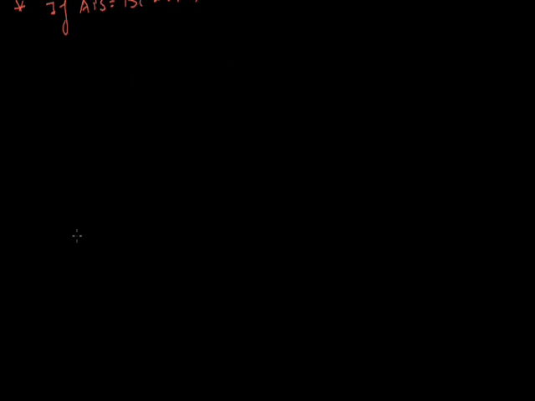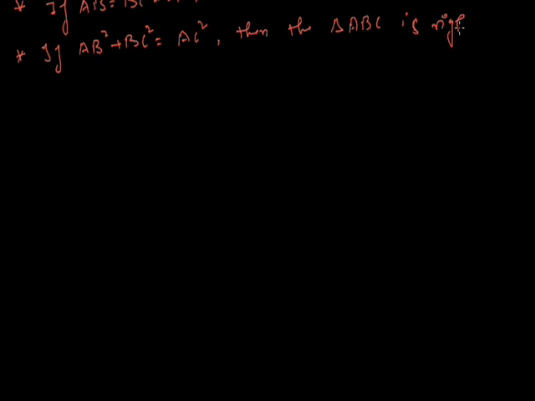Similarly, if AB square plus BC square equal to AC square, then the triangle is right angled. Similarly, there are many conditions for the square, rhombus, parallelogram, and collinear points. We will discuss this later.